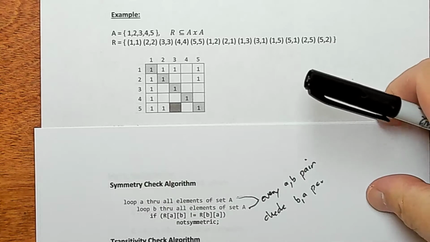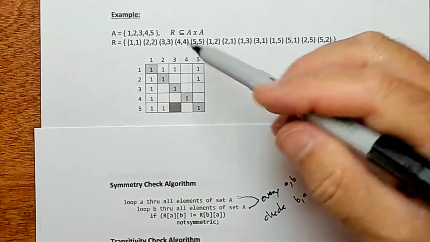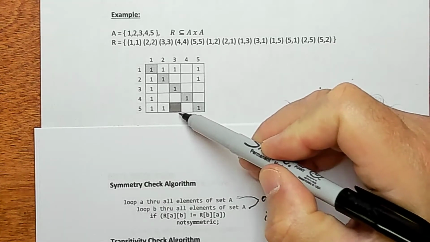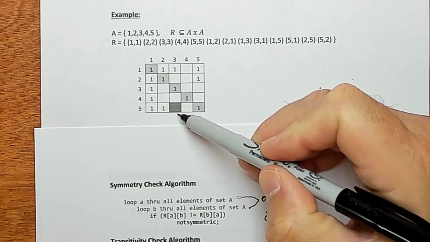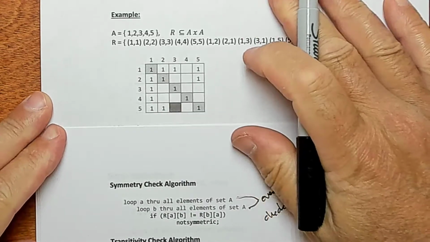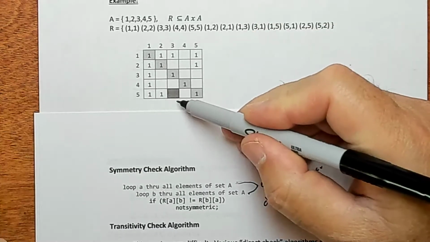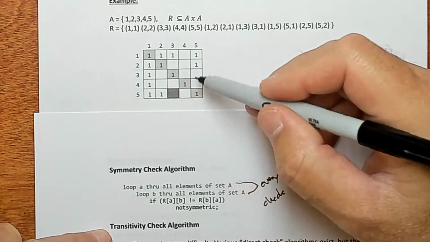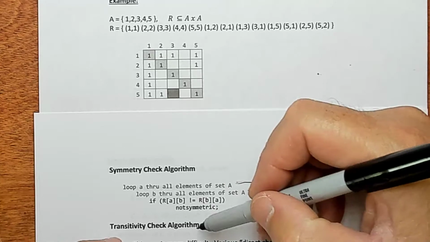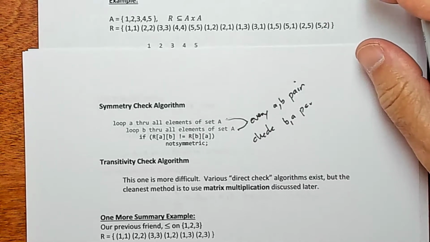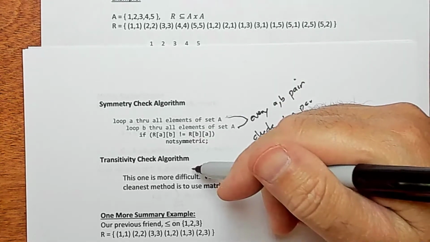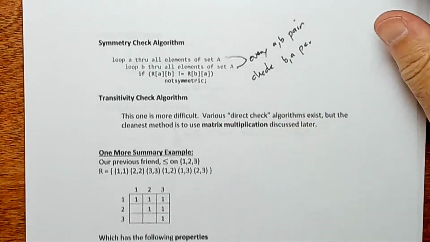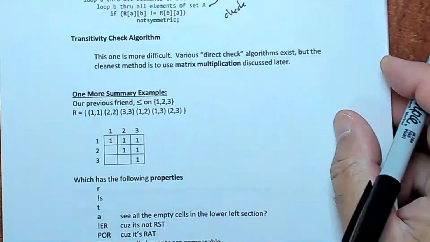What does transitivity involve? Well, I'm saying this guy over here is not transitive because it's missing this square right here. That's pretty hard. It's not obvious how to check that. So we have an algorithm, okay? And we'll look at that in a minute. We'll come back to that. Okay, one more summary example before we look at the algorithm that we're going to use to check for transitivity.